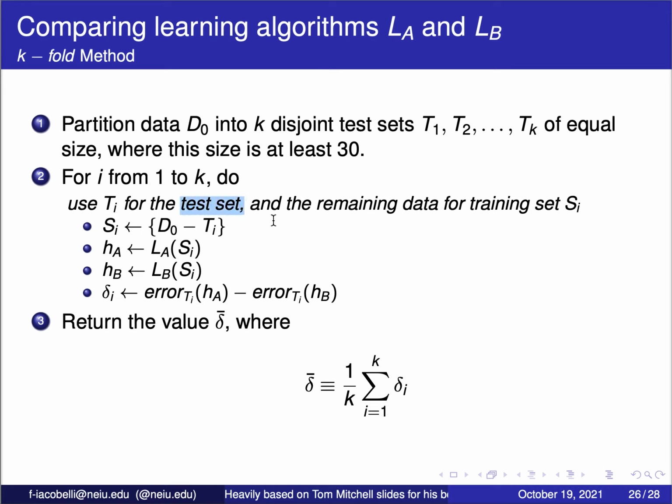And I'm going to train the learner with the remaining sets. So for each test set, I keep Ti for testing. For training, or for my sample, I keep the whole data set minus that partition. Then my hypothesis A is going to be learner A trained on that data set, and my hypothesis B is going to be learner B trained on that data set. I get the error of each one of these learners on the partition that I selected to test. Then I go again with the next iteration and do the same thing.